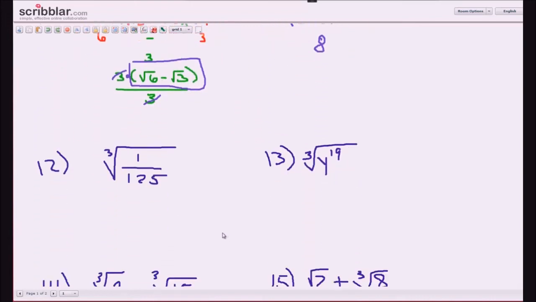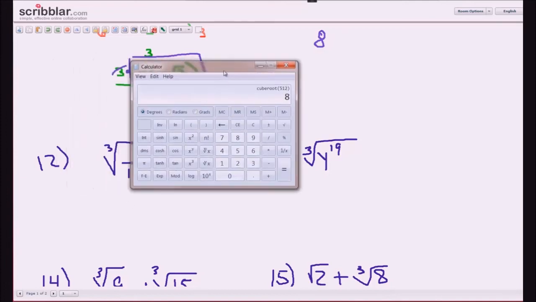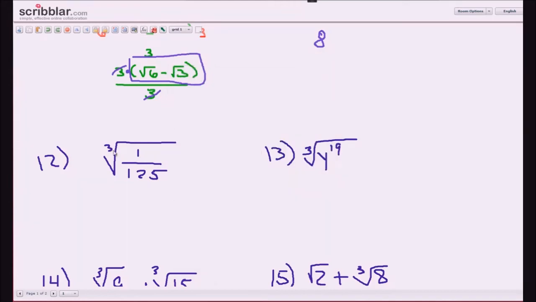Alright, next we have a couple more going on here. Cube root of 1 over 125. Well, let's do those individually here. Cube root of 1 is 1. Cube root of 125 is 5. So the 1 is a perfect cube: 1 times 1 times 1 is 1. 125 is 5 times 5 times 5. So the cube root of 1 is 1, and the cube root of 125 is 5. So that's the same as 1/5.